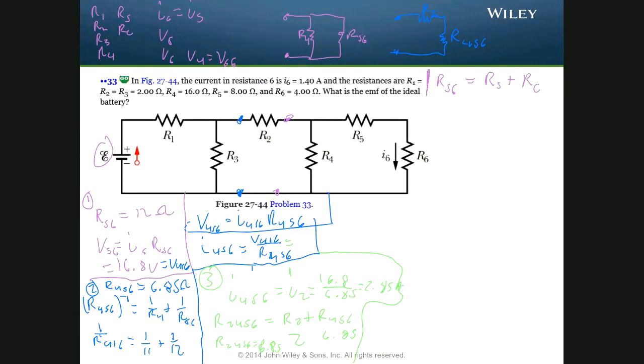We're almost home, but now we want to move our leads back to here, where we'll see that will lead to a parallel combination. I'll just draw the resistor in here. So we'll have R3 in parallel with R2, 4, 5, 6. Okay.